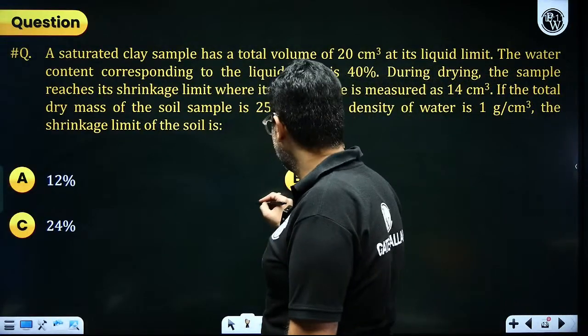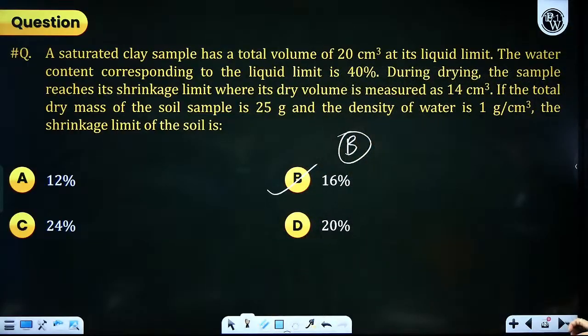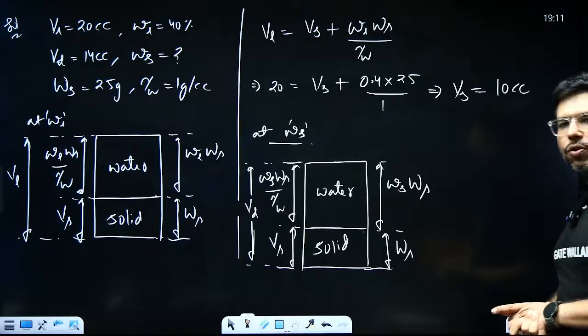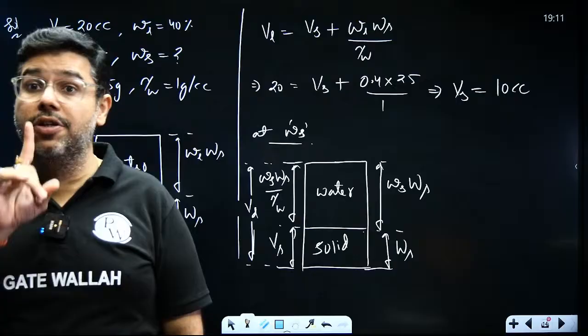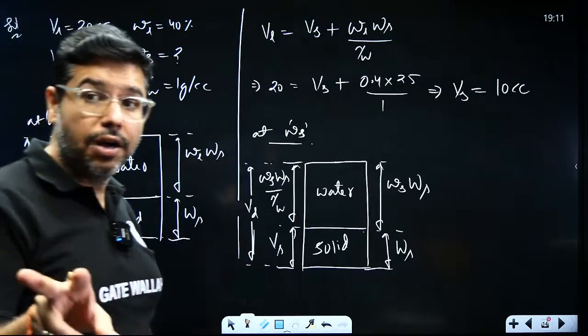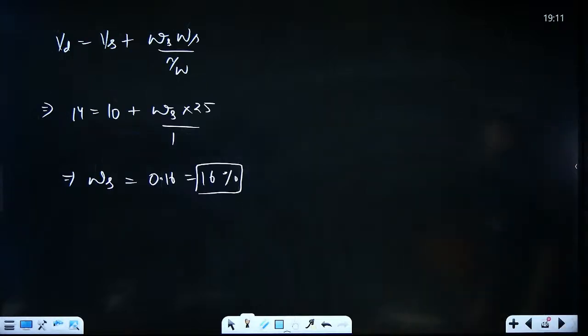Very good. Sakshi ji have given me the answer. Very good. Interesting question, right? So like this, using the phase diagram approach, you can solve this numerical. But for solving the numerical, you should understand that at shrinkage limit, the soil is saturated, as well as at liquid limit, the soil is saturated. So using this phase diagram, you can easily find out the shrinkage limit of the soil.